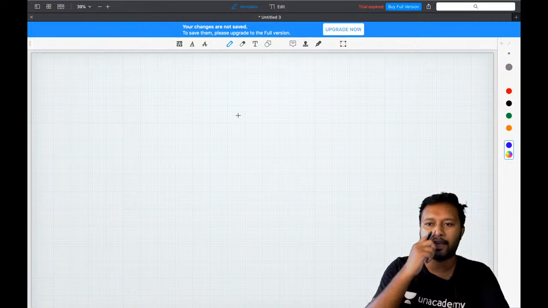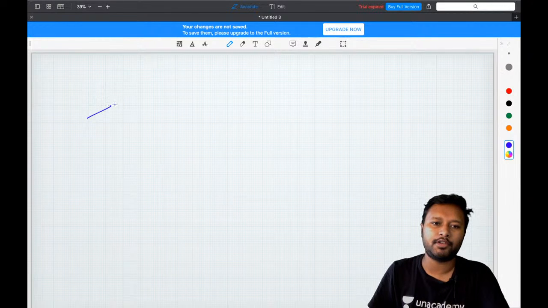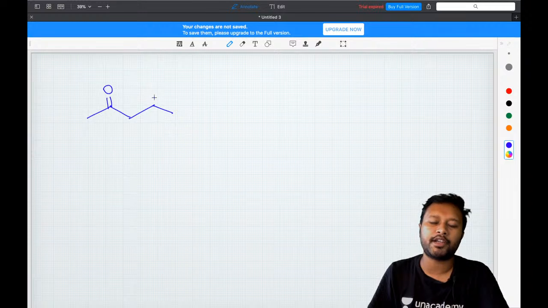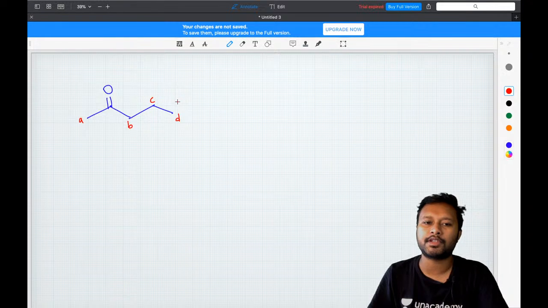If you are given a certain molecule, let's say I have been given this, and I have to identify which is the acidic hydrogen here. I have hydrogens at position A, position B, position C, and position D. I have to tell which of these hydrogens are the acidic ones. That's the question. How do we approach that?